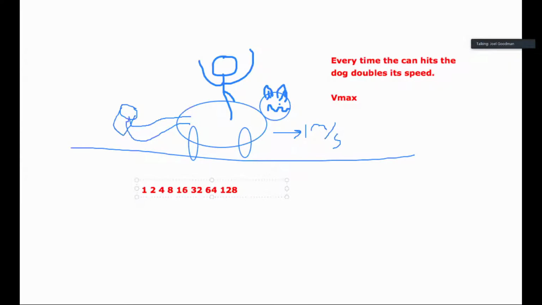What comes after 128? 256. Wait a minute. 512. If the can hits at 256, the dog will still hear it, and it will double. And so the dog will go, 512. But that's it. That's the last time we'll hear it again. Now tell me that's not cool.